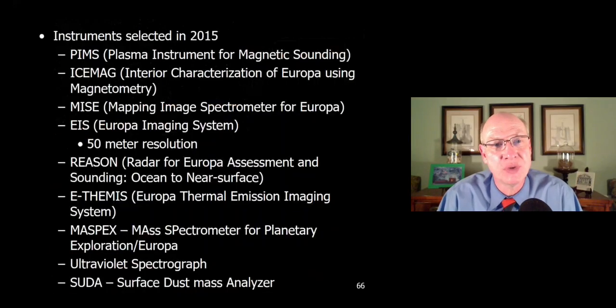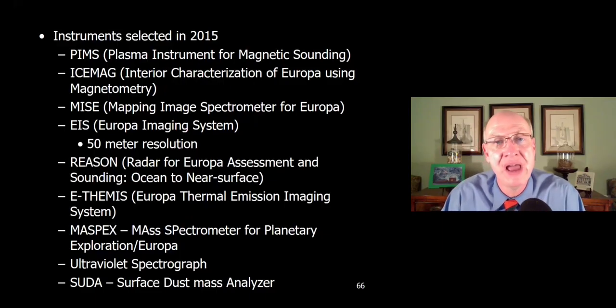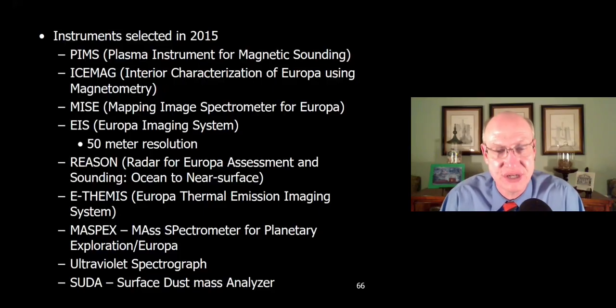There are many instruments that were selected back in 2015 to fly on board. I'm not going to go through all of them. There'll be an imaging system, of course, to take fantastic images of the surface with a resolution of 50 meters. But there is a radar for Europa assessment and sounding. So REASON is actually going to use radar to penetrate through the ice to determine how thick the ice is. There's a thermal imaging system, a spectrometer, a mapping spectrometer, all kinds of instruments that are going to tell us about the composition of the surface of Europa, look for organic materials down on the surface that might be welling up from underneath, and in particular study that ice layer to determine how thick it is.